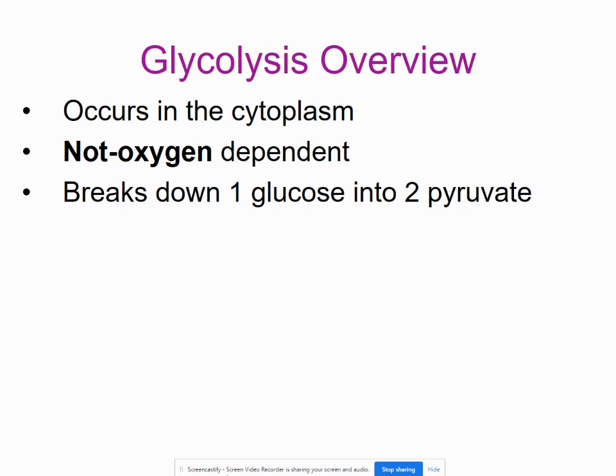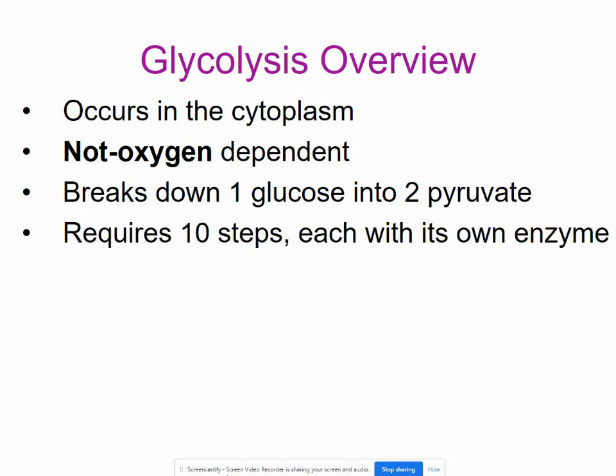What happens is one glucose becomes 2 pyruvate. Glucose is a 6-carbon molecule. Pyruvate is a 3-carbon molecule. So you split that in half, you get 2 pyruvates. And it's 10 steps, each mediated by its own enzyme. And so this is a metabolic process. Remember, each step is mediated by an enzyme.